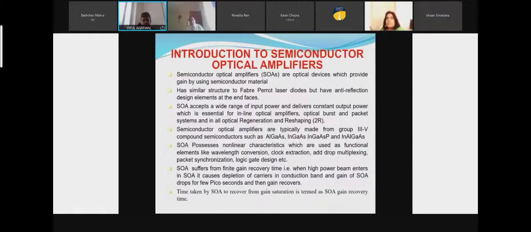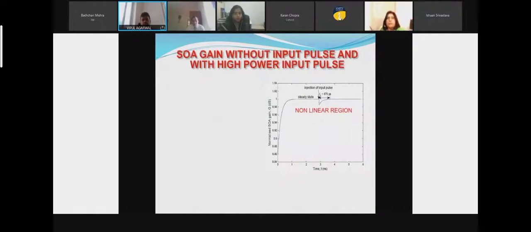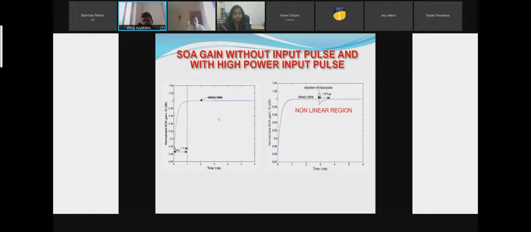So these are the semiconductor optical amplifier characteristics. It is made of indium gallium arsenide, and this will explain the reason why there is unequal amplification. You can clearly see there is a drop in the gain. This has happened because of the injection of the input pulse. So why is there a drop? Because the input pulse has depleted electrons in the conduction band. So there is a drop in the gain, and this is called a non-linear characteristic.